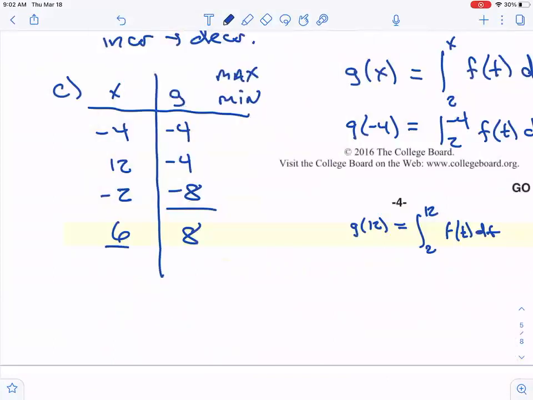So it looks like the absolute min is right there. Absolute min. And it looks like the absolute max is right below it. We good? The beauty is, that's my justification right in the table. Not writing a single word, moving on with my life.